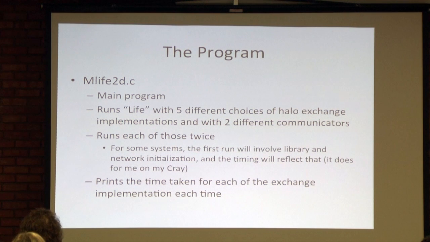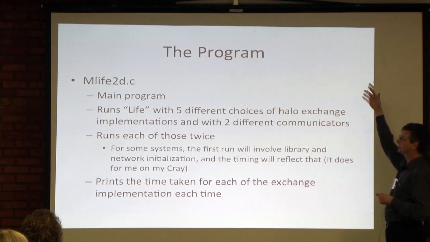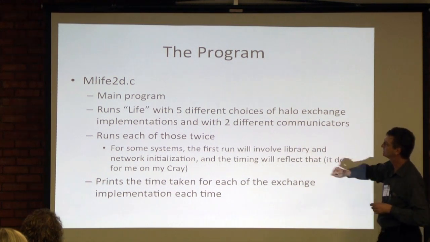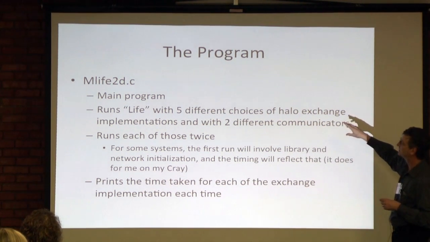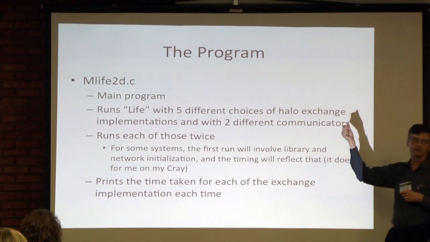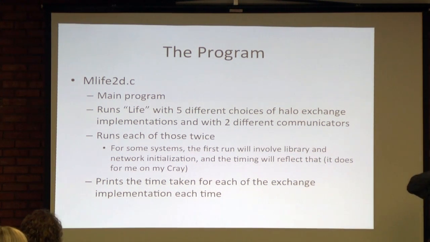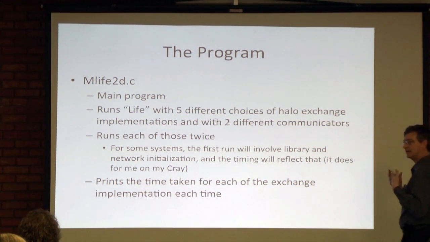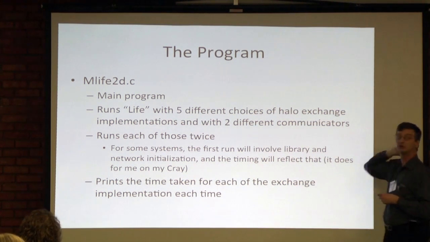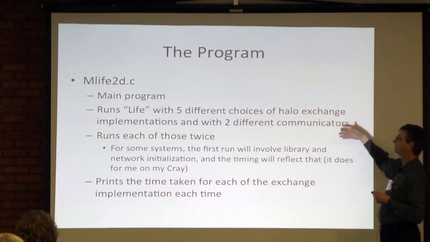The program implements this. It has a bunch of files so that it's easy to replace them, pick up pieces, and so forth. First is, and of course PowerPoint has auto-corrected the file names to make them incorrect; there should be lowercase letters in some cases. Mlife2d is the main program. It runs Life with 5 different choices for the exchange. The reason I'm doing that is to make it easy to do these timing comparisons. So it does 5 different choices of halo exchange implementations with 2 different communicators, and we'll see later why it's 2. It runs each of those twice.